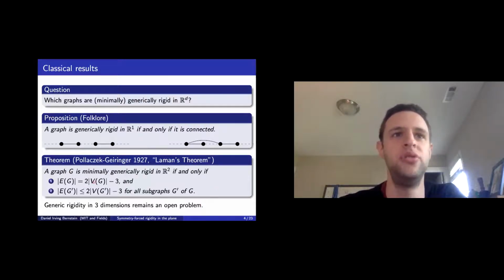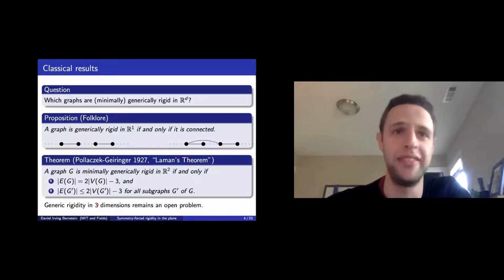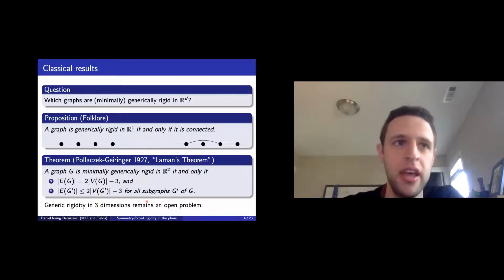it has 2 times V of G minus 3, or twice the number of vertices minus 3 edges, and every subgraph on some number of vertices has at most twice that number of vertices minus 3.